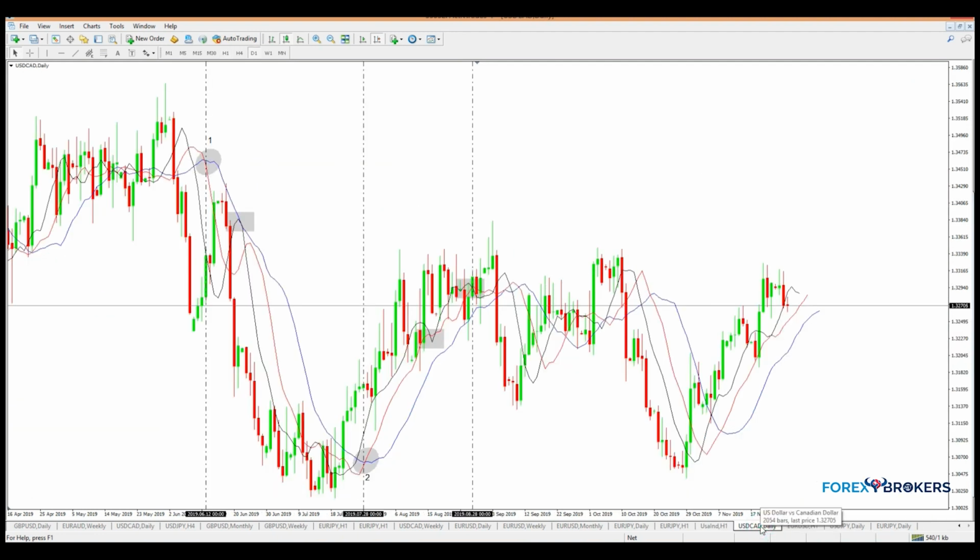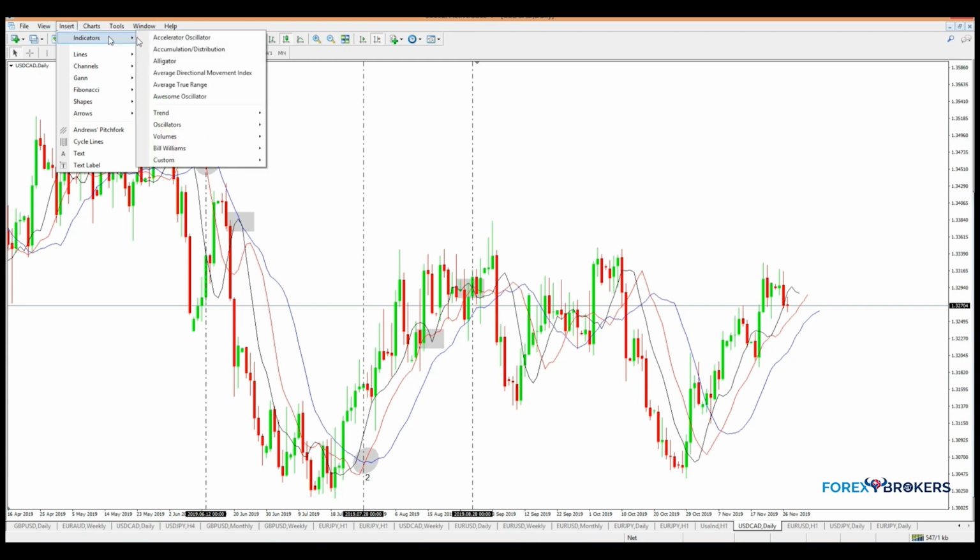Another trend indicator is the alligator, and the alligator belongs to Bill Williams indicators. If you go on the MetaTrader and check on the insert Bill Williams indicators and then Bill Williams, you will see that there are a lot of indicators that Williams developed, and the single one of these that is the trend indicator is the alligator.